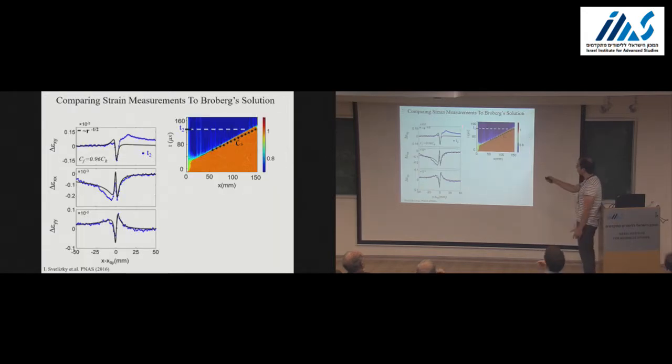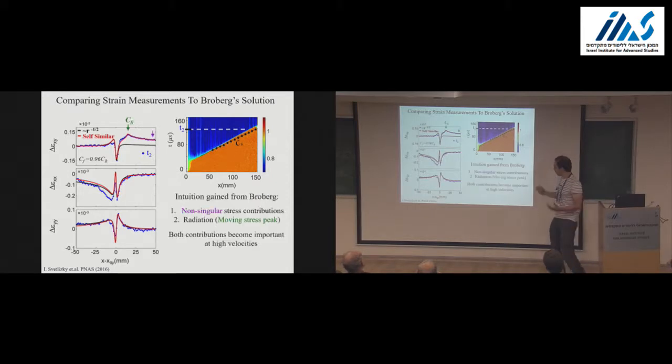So blue are strain measurements, black the square root singular term, and red is the complete self-similar solution of the problem. So it's identical for the XX and YY component with the singular term, and it obviously fits our measurements ahead of the crack tip. Again, we have a lot of intuition. This is a complete boundary value problem, therefore it captures the initial pre-shear stress, meaning that we need to take into account non-singular contributions, and of course it captures the prominent shear peak.